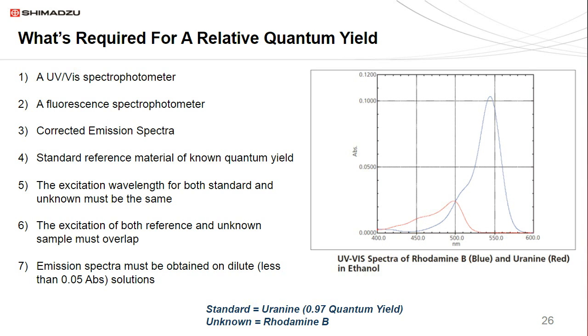On the right, you can see a spectra of what we're going to be using here for our example system, where we have uranine as the standard measuring an unknown, which is rhodamine B. You see that the uranine has a quantum yield of 0.97.